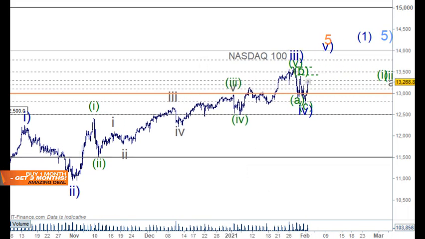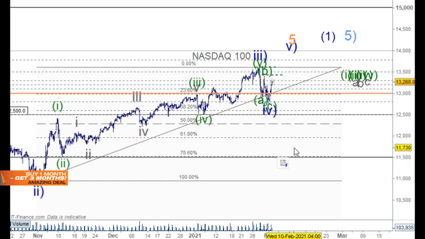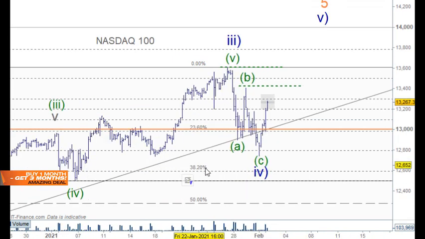So what we could also do here is take the low of this structure, and I think that's about it there. So 38.2%, let's just have a look at that. See, that's still down here for this. So I've got this here as an A wave, a B wave, and a C wave. That doesn't count in 5 waves, so we can't really have it like that.